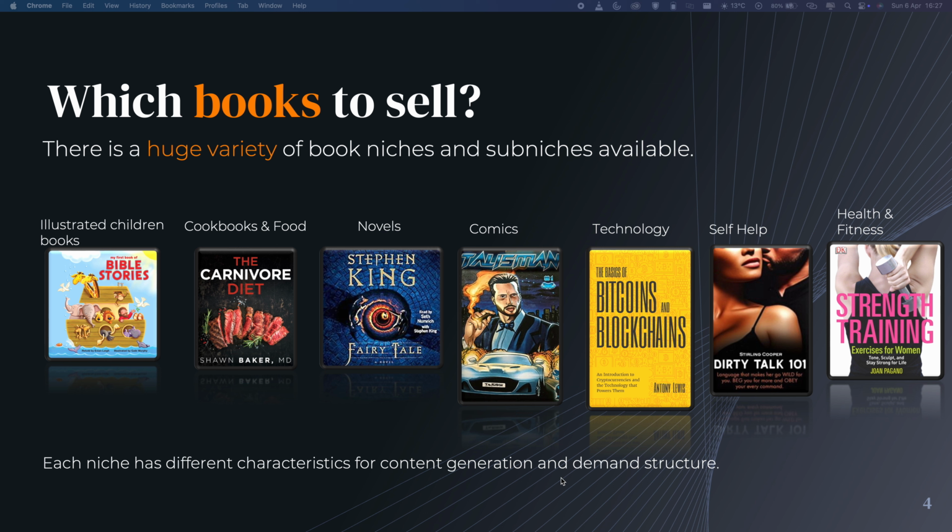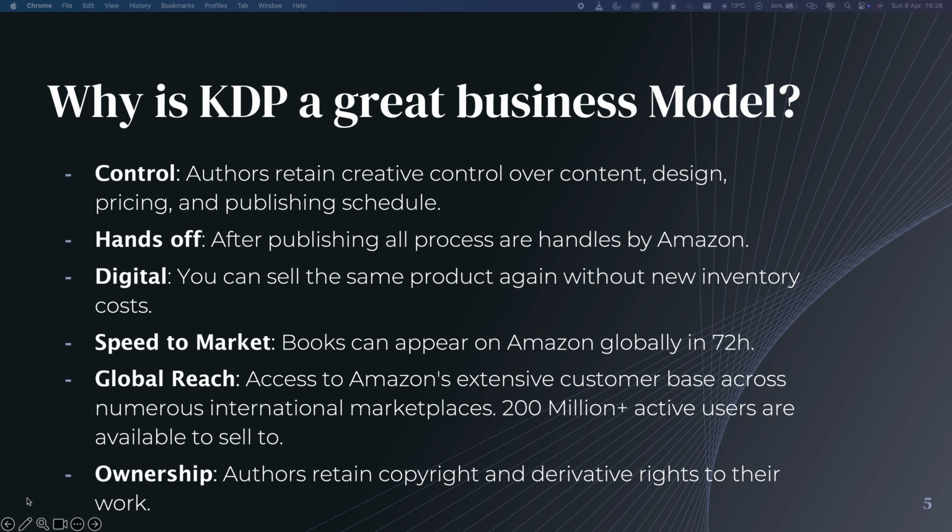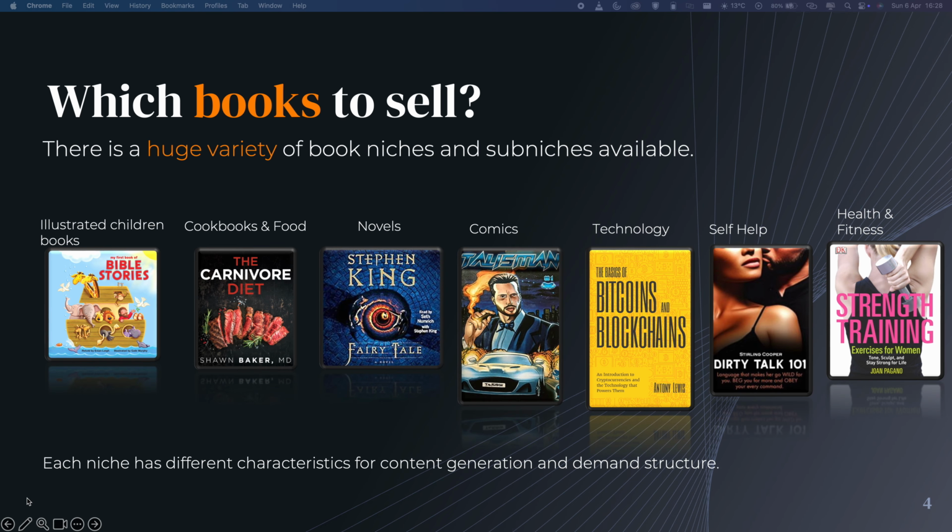Each niche is different to create or has different demand structure. If you are selling calendars, your sales will dwindle shortly after the new year began. If you are selling cookbooks, your sales might be more consistent over years. To create a cookbook, you need to have good pictures. Creating those pictures is also an effort. To write a novel, you need to have a good story. You need someone who can write a good story over several hundred pages.